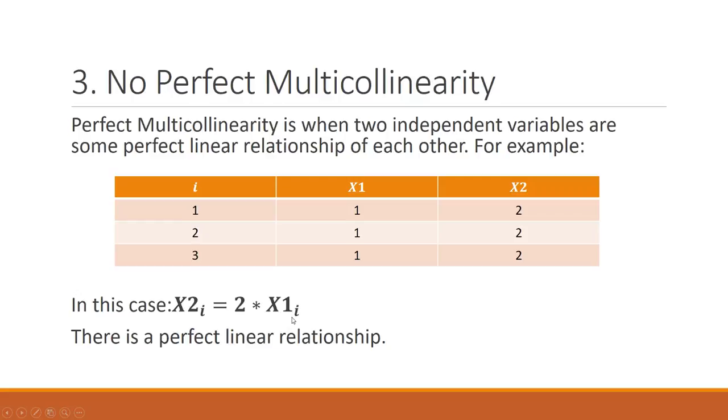It's a perfect linear relationship. There's no error. There's no variation in it. You can produce x2 just by multiplying x1 by the number 2. There are no differences. It's just a perfect linear relationship.